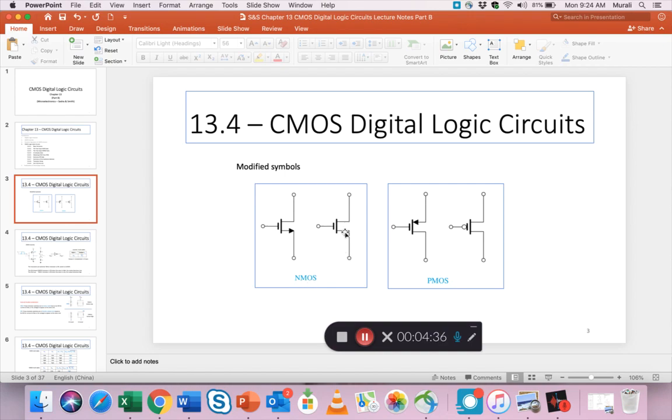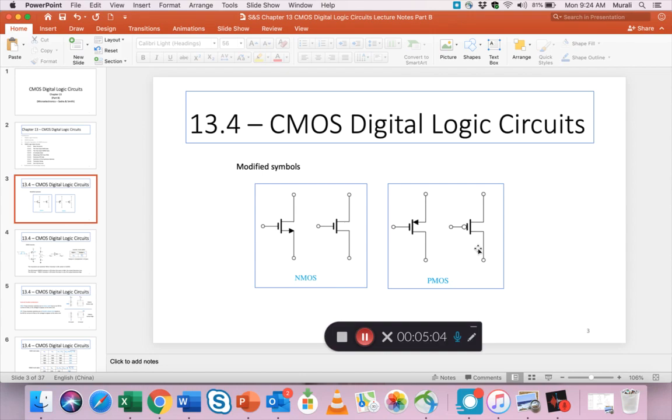Then you may ask, okay, if I take the arrow out, how will I separate it from the PMOS? And so you see here on the right that the arrow that was inwards for the PMOS also goes away, but what they have done is put a little circle there. So these new symbols that I'm showing you are also used quite commonly in logic circuits.